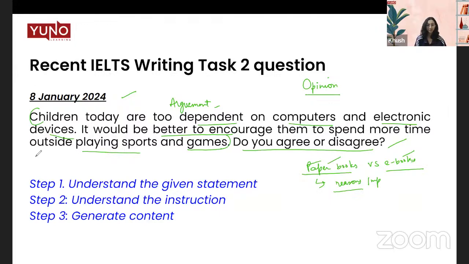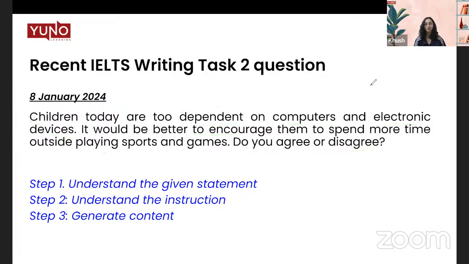All right. So, what are the steps that we're going to follow now that we've understood the argument and the instruction that is given to us? Number one, understand the given statement: we're going to talk about how children are dependent on computers and electronics, and why we should encourage them to play sports and games, depending on your opinion. Understand the instruction. This was the instruction: do you agree or disagree? How we are going to elaborate on this, I will move on to in a minute. Number two, generate content. As I said, reasons are important. So when you have a reason for the particular stance that you have chosen, only then go ahead with it.